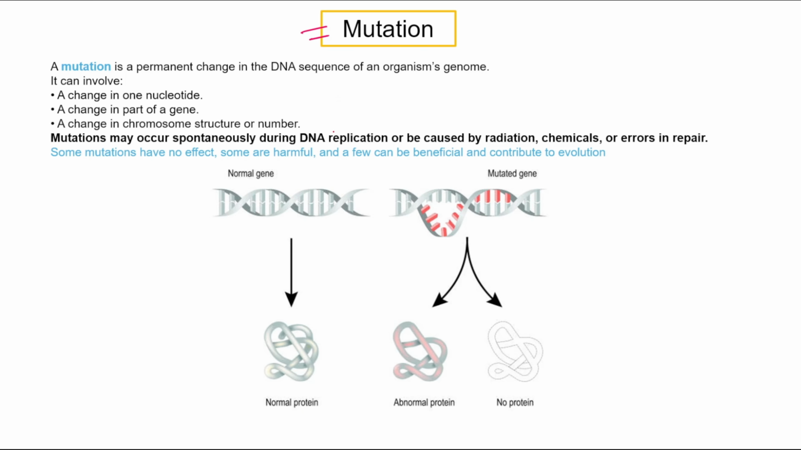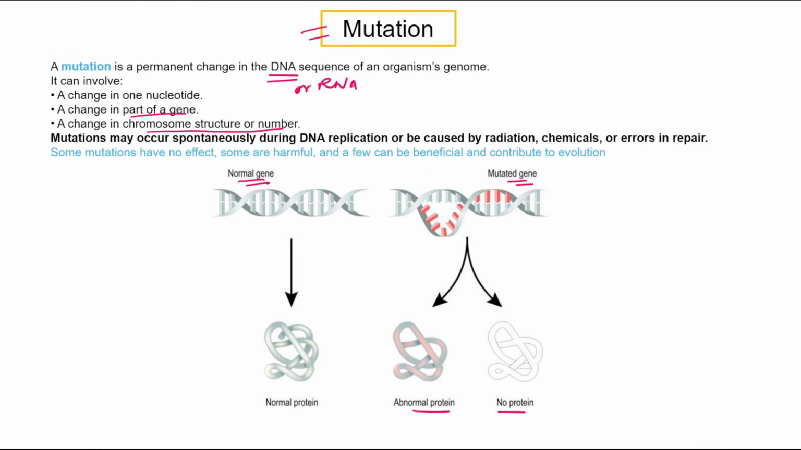A mutation is a permanent alteration in genetic material, that is DNA or RNA, that can be passed to future cells or offspring. So this is the normal gene and this is the mutated gene. In the mutated gene, a nucleotide is changed, or part of the gene is changed, or there is a change in chromosomal structure or number, which results in an abnormal protein or no protein.